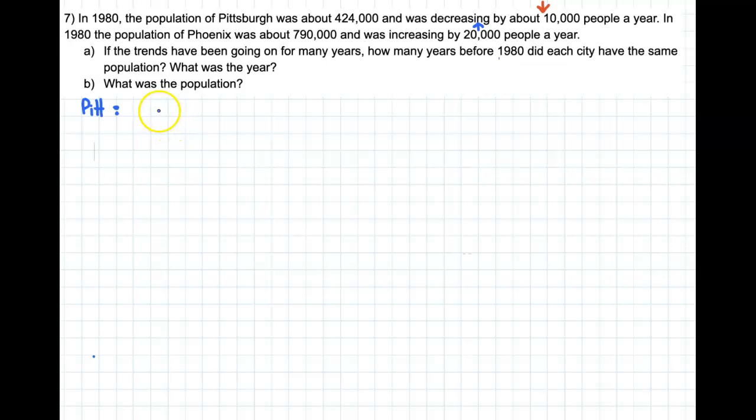We can represent that as f of x, or population of n number of years. We're starting at 1980 with 0. That's the 0 year. If we enter 0, we know that is equal to 1980. It is equal to, and we're going to decrease, so we're subtracting 10,000 per year. And currently, we have 424,000 individuals living there.